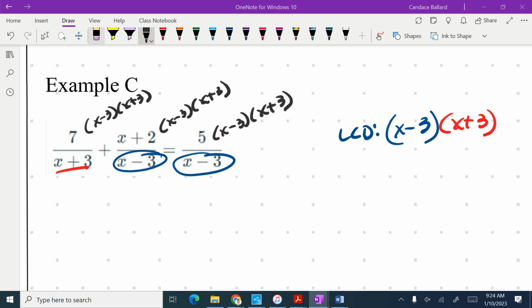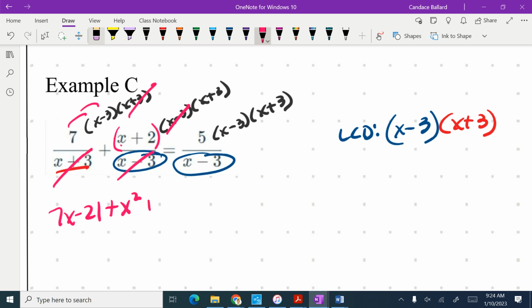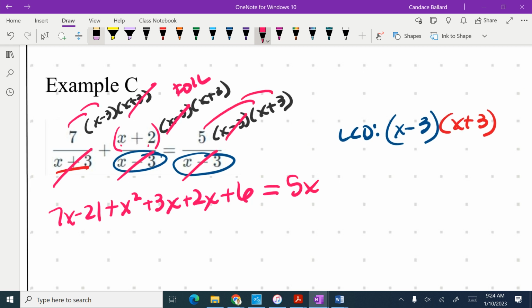All right, what am I going to cancel in this first one? x + 3. Distribute 7, so 7x - 21. What cancels in the second one? x - 3. I've got to FOIL. I'm going to do it fast. x times x is x squared. x times 3 is 3x. 2 times x is 2x. And 2 times 3 is 6. So I FOILed. Okay, cross the equal sign. What cancels? And I'm going to distribute the 5. So 5x + 15. Woohoo! The fractions are gone.